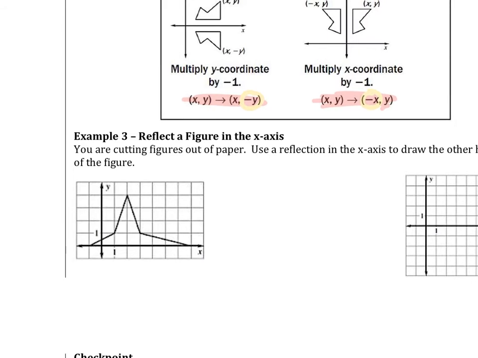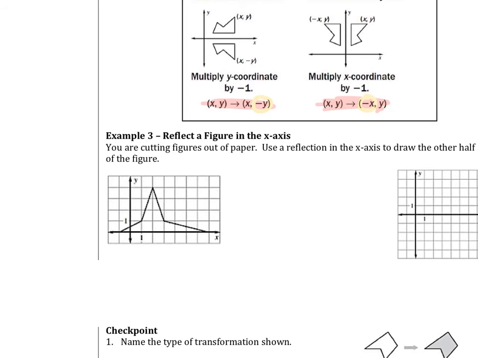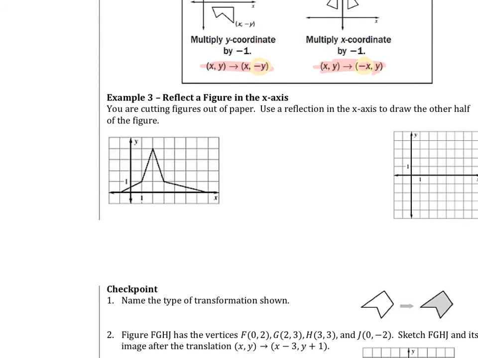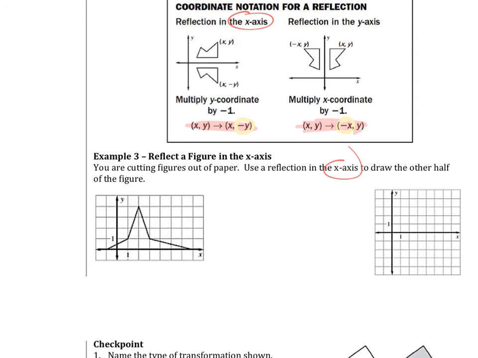Okay, so you are cutting figures out of paper. Use a reflection in the x-axis to draw the other half of the figure. Okay, so just so we're aware, the rule is over the x-axis, this is our rule. So we go from x, y to x, negative y.